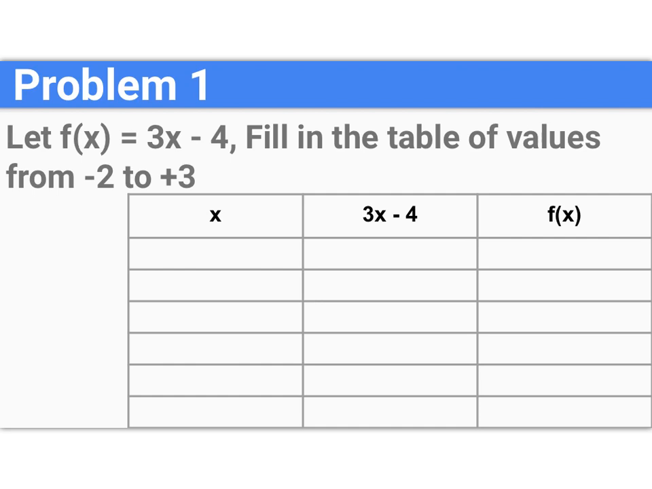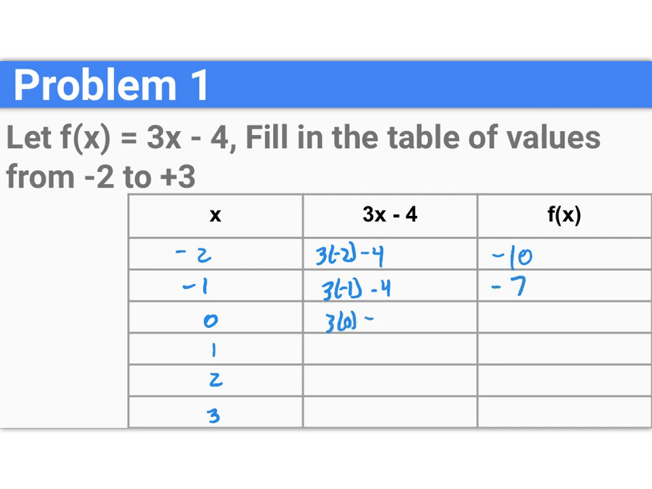Okay, for f of x is 3x minus 4, fill in the table of values from negative 2 to positive 3. So negative 2, negative 1, 0, 1, 2, 3. 3 times negative 2 minus 4. Negative 6 minus 4 is negative 10. 3 times negative 1 minus 4. Negative 3 minus 4 is negative 7.